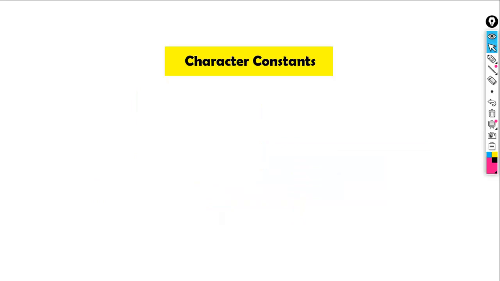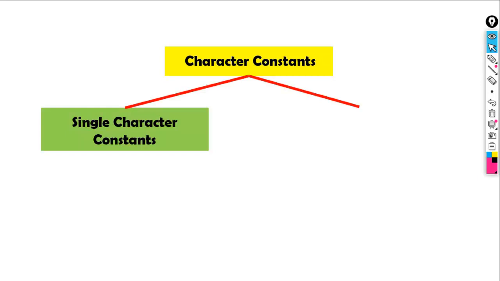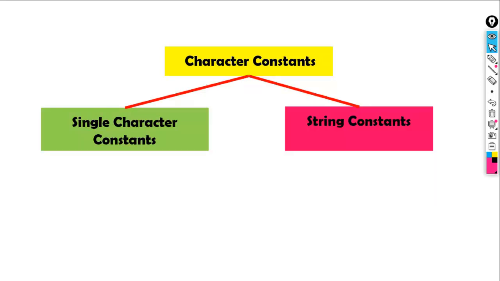Now let's discuss character constants. Character constants can be single character constants, simply called as character constant, or string constant. As you can see some of the examples of character constant. Character constant contains single character. In C programming language, we have to enclose single character within a pair of single quote marks that you can see over here. 'A' in single quote, 'Z' in single quote, and 'B' in single quote. So these are some examples of single character constants.